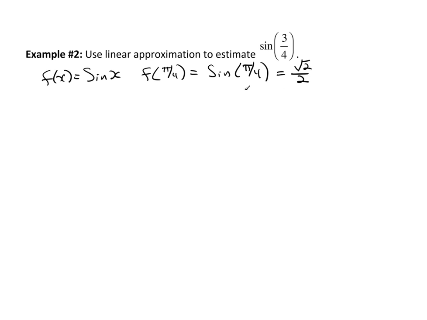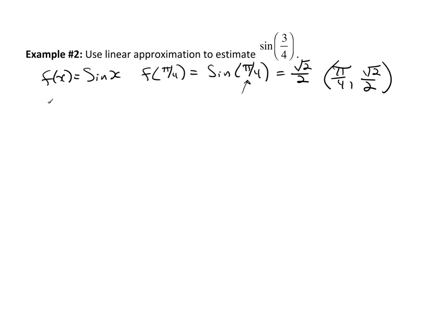When you pick these values, you have to pick a value that you know. It's not like you go grab a calculator and approximate it. If you could do that, then just approximate this to begin with. So I have sine of pi over 4 is root 2 over 2. Now I have a point. My x-coordinate is pi over 4. My y-coordinate is root 2 over 2.